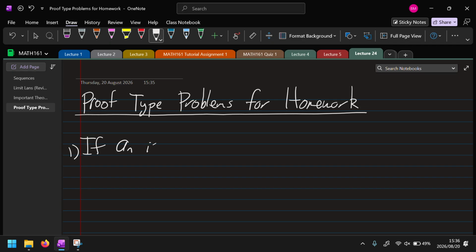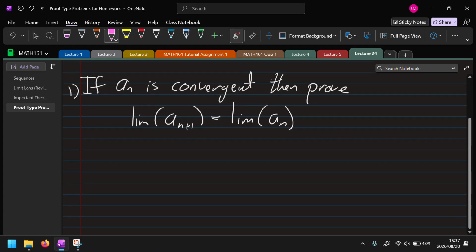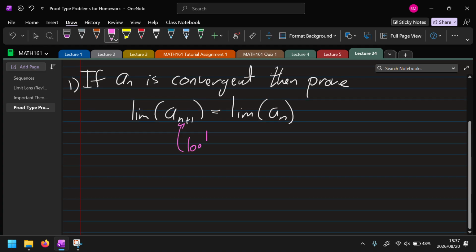If a_n is convergent, then prove that the limit of a_(n+1) is equal to the limit of a_n. And I will give you a hint. Look here. So what is that hint hinting?